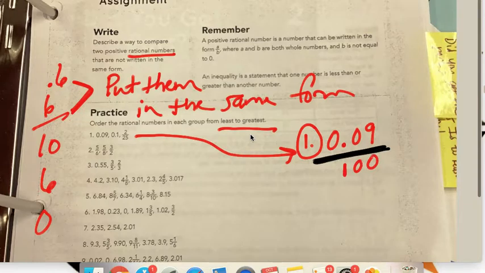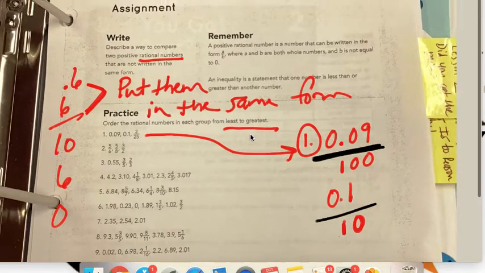Then I would change the 0.1 by doing the same exact thing. Make your door. I would put the 1 below the decimal. I only have 1 digit, so I only need 1 zero. So it's like 1 over 10. Then I have 2 over 25.